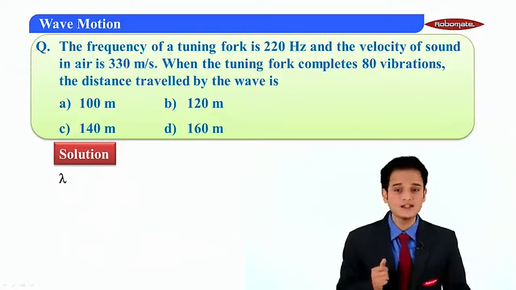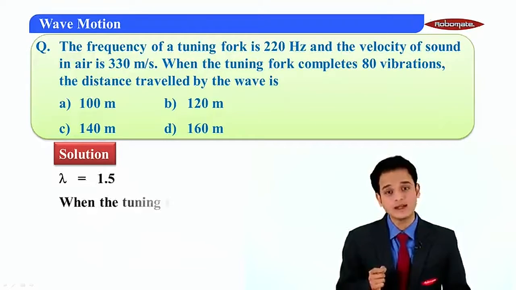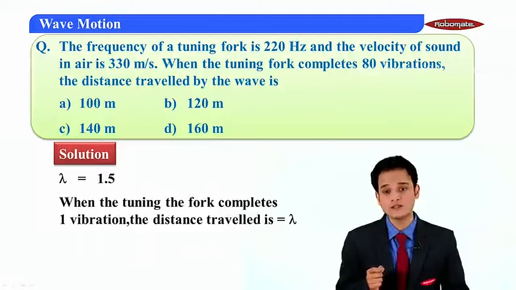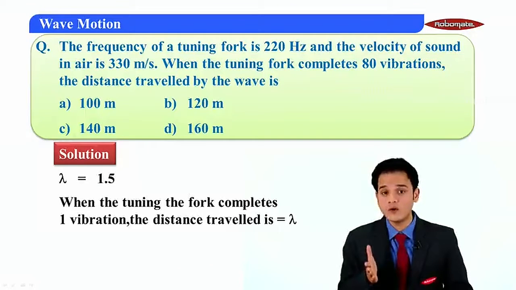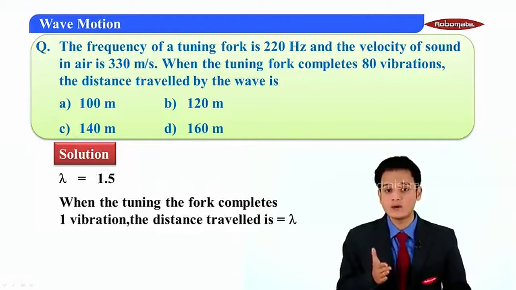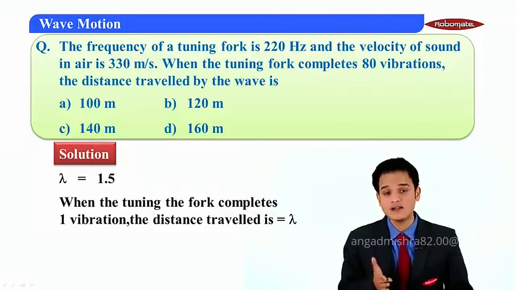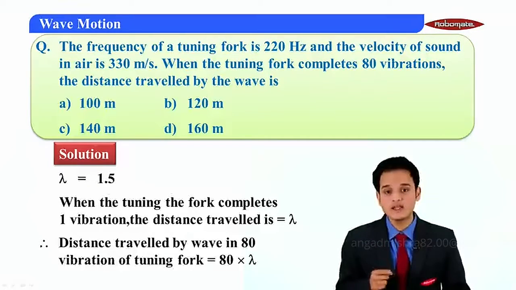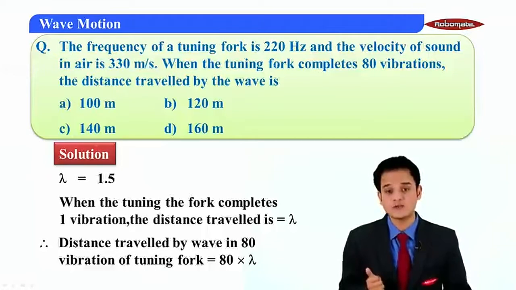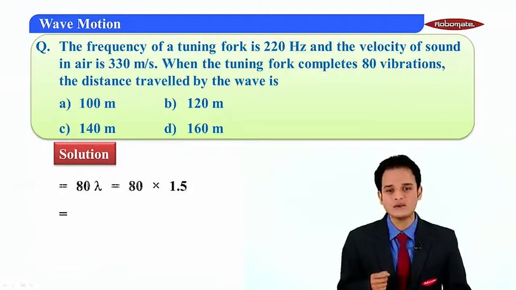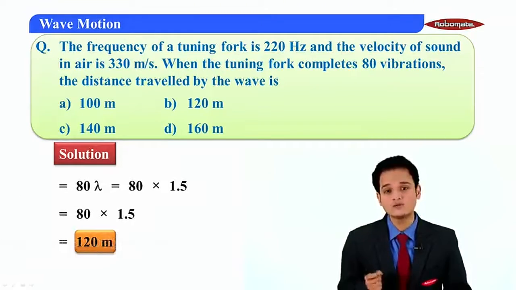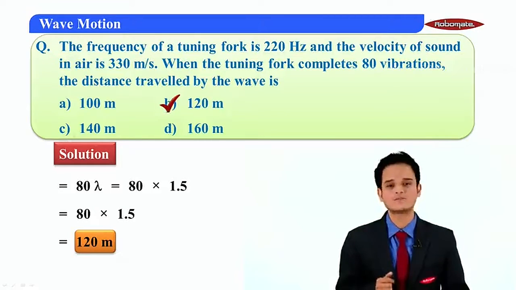So students, let us go ahead. We know that lambda is going to be 1.5 meters. When the tuning fork completes one vibration, the distance traveled is lambda. So very clearly, distance traveled by the wave in 80 vibrations of the tuning fork is going to be 80 into lambda. So now we just have to calculate 80 lambda, that is nothing but 80 into 1.5, which comes to 120 meters, and thereby option B becomes our answer.